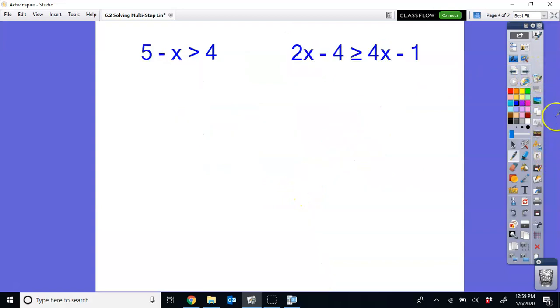All right, here's a couple more for you to try. A couple more multi-step. Pause it and try them.